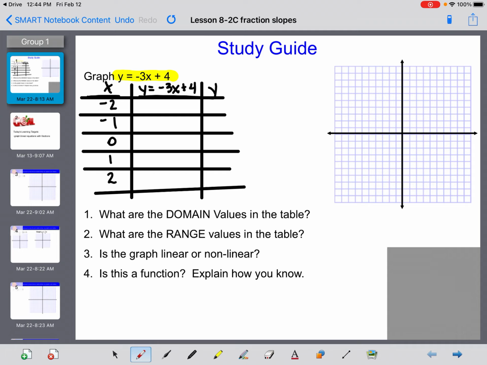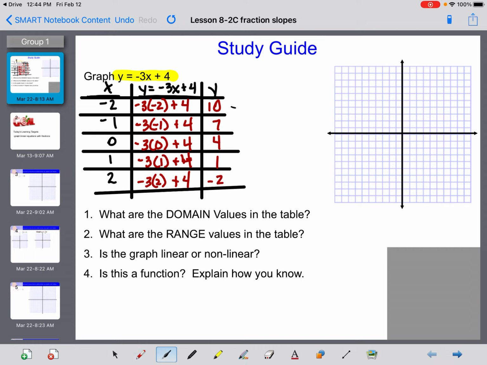Okay, so negative 3 times negative 2 plus 4 gives me positive 6 plus 4 is 10. Then negative 3 times negative 1 plus 4 gives me 3 plus 4 is 7. Negative 3 times 0 plus 4 gives me 4. Negative 3 times 1 plus 4 gives me 1. And then negative 3 times 2 plus 4 gives me negative 6. Negative 6 plus 4 is negative 2.